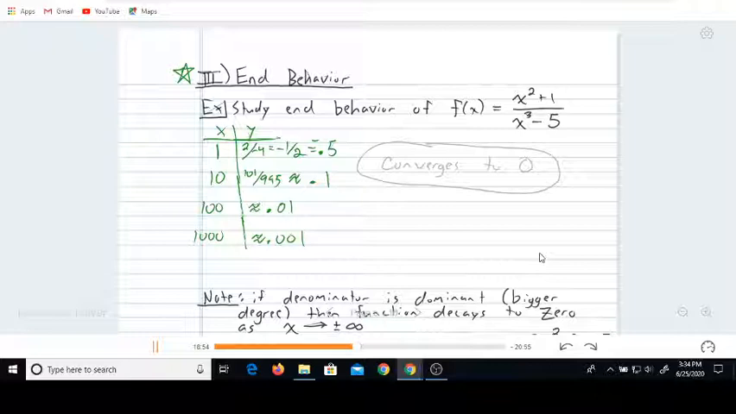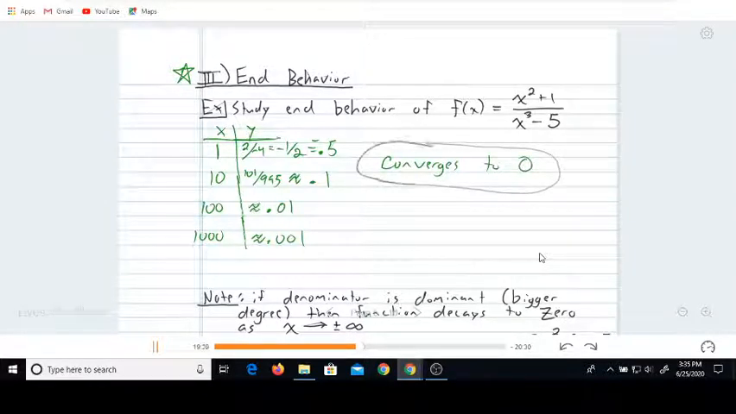That's because we're comparing degree 2 versus degree 3. So a cubic is eventually going to outpace any quadratic in existence. So if the denominator is outpacing the numerator, then you're going to converge to 0.